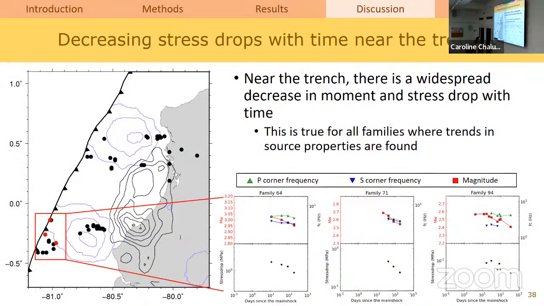The last point that I wanted to talk about is the fact that we have uniformly decreasing stress drops and seismic moments near the trench. This is an example here where we see clearly that the magnitudes all decrease, and when we have stress drops, we see that the stress drops also all decrease as a function of time over the post-seismic period near the trench, in both the south and the north.